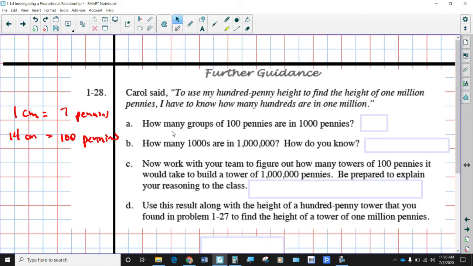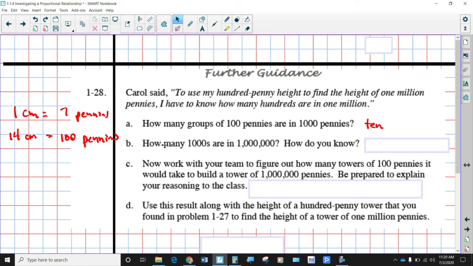So let's answer these questions here. How many groups of 100 pennies are there in 1,000 pennies? So if you had stacks of 100 pennies, how many of those stacks would you need to get to 1,000? If you said 10, you got that correct. 10 times 100 gives you 1,000.